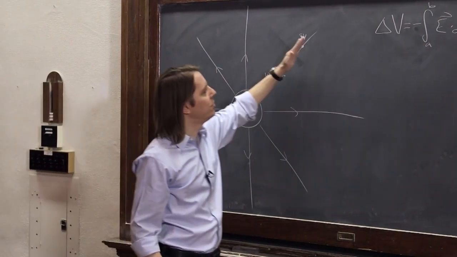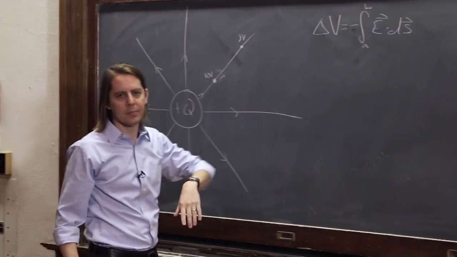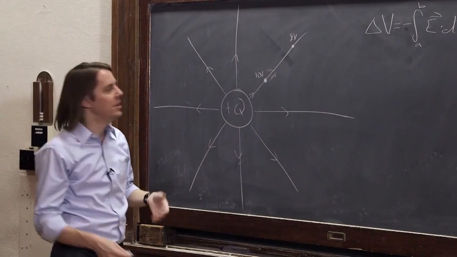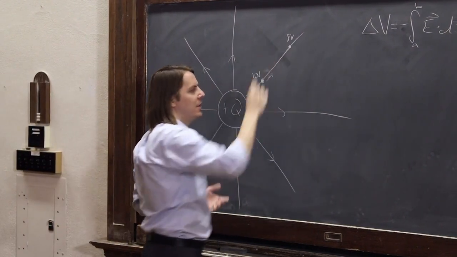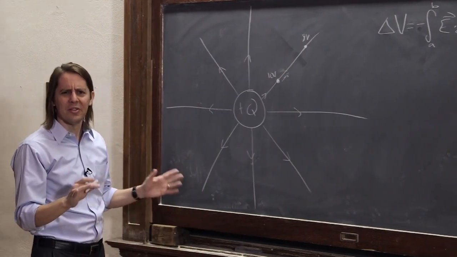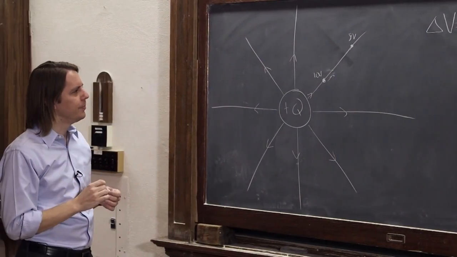Because when you go with the field lines, the potential goes down. Which makes sense, because remember, it's potential energy. If you have a positive charge and it goes this way, its potential energy goes down. It gains kinetic energy. The whole story kind of tends to hold together. If it doesn't, we're in deep trouble.